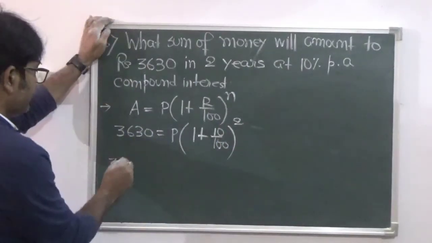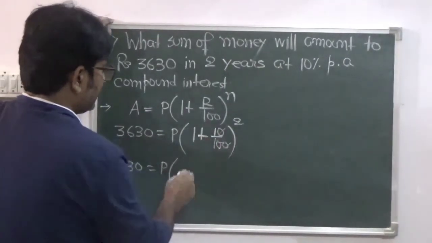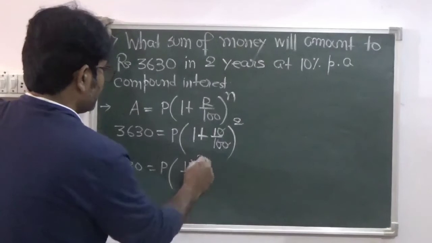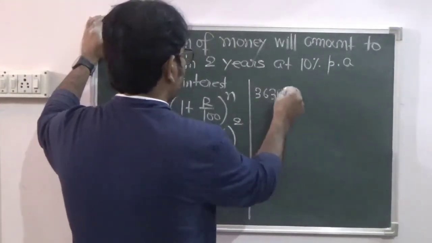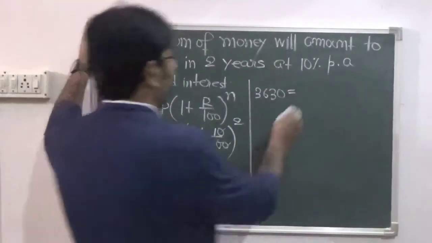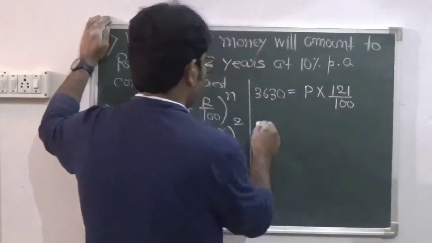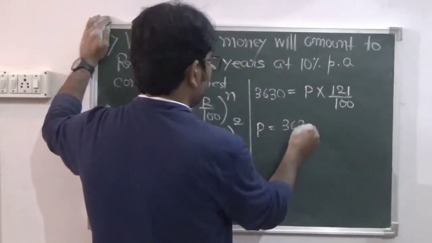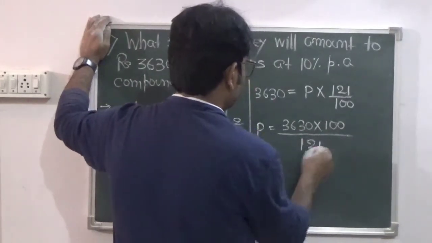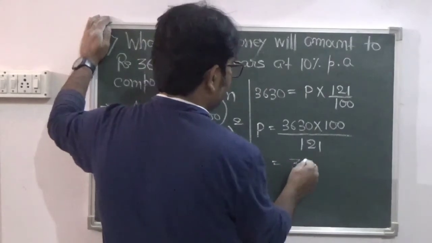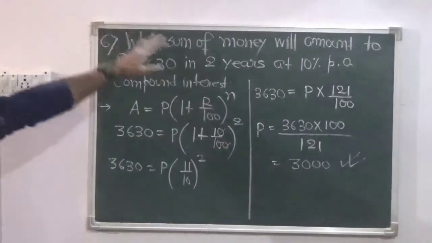So you can write 3630 equals P into (11 by 10) squared. So we have 3630 equals P into 121 by 100. So P is equal to 3630 into 100 divided by 121. So I think it is 3000. So the principal, or the sum, is 3000, right?